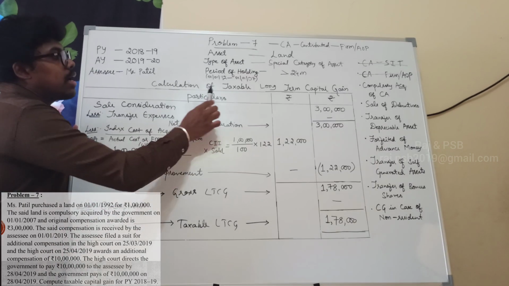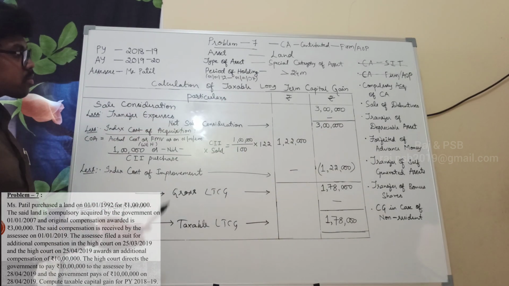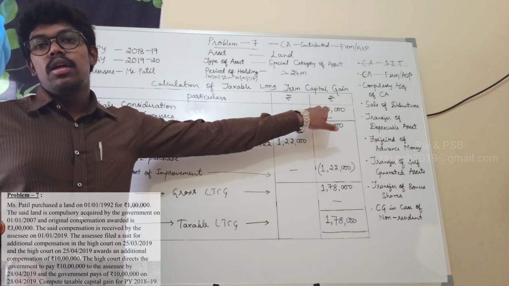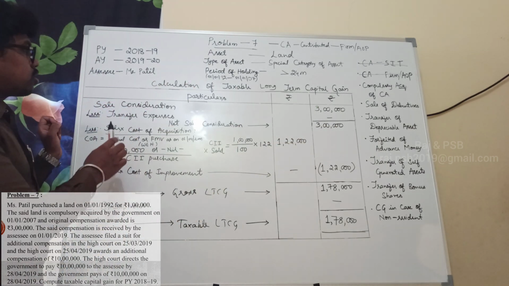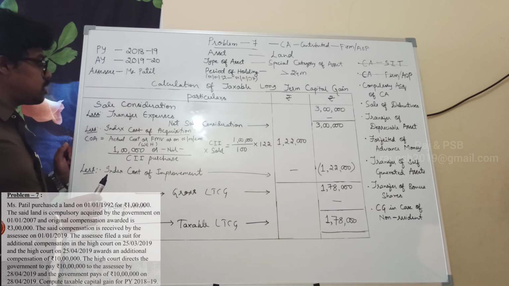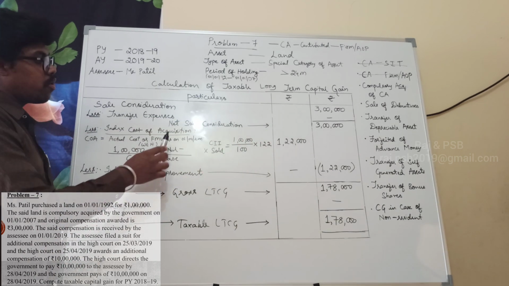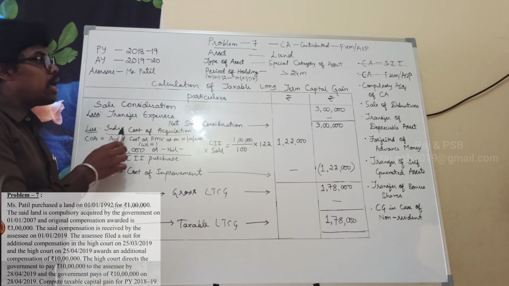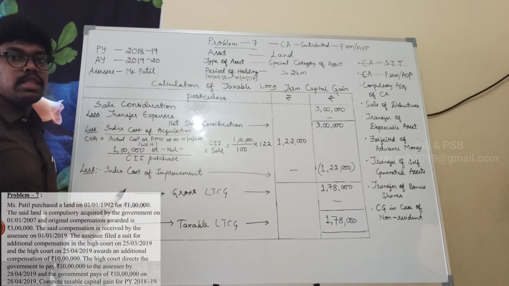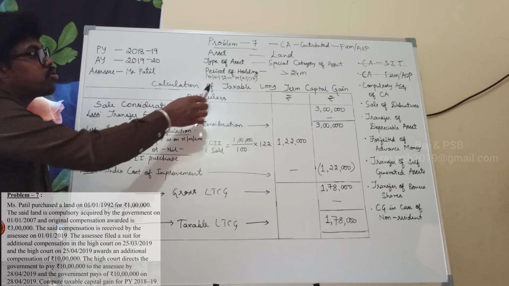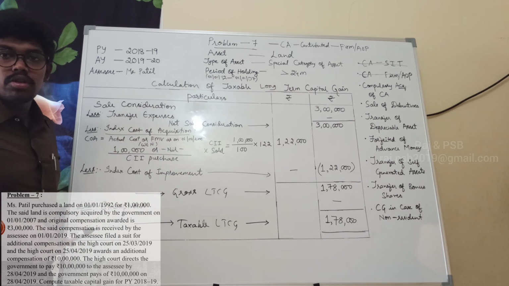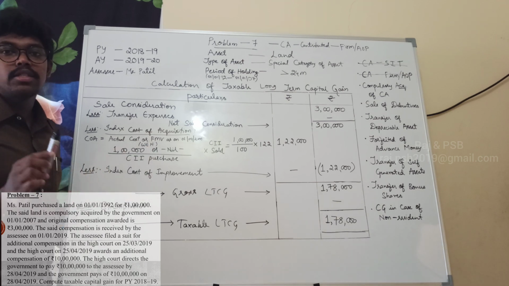So calculation of taxable long-term capital gain. Sale consideration: as I told, the government has issued 3 lakh as compensation, so it is treated as sale consideration. Less transfer expenses, there are no transfer expenses. Next, the same amount will be carried forward as net sale consideration, and less long-term indexed cost of acquisition. Since the purchase is before 2001, it is treated as the actual cost or fair market value as on 1/4/2001, whichever is higher, will be treated as cost of acquisition.